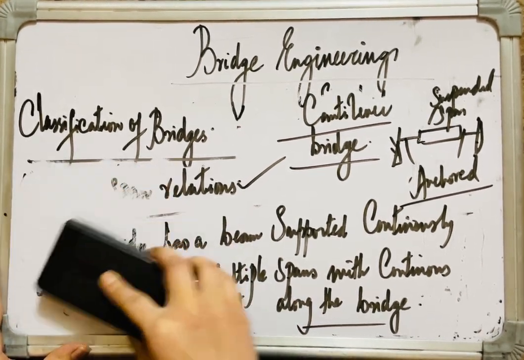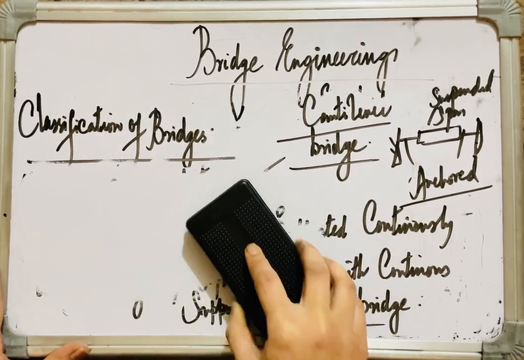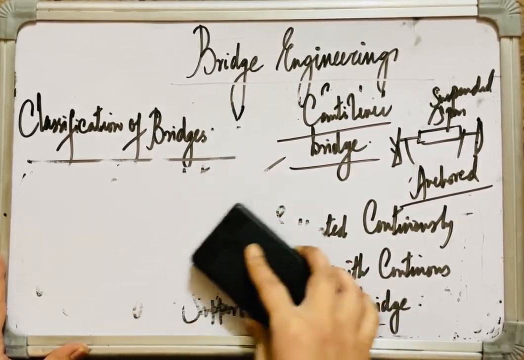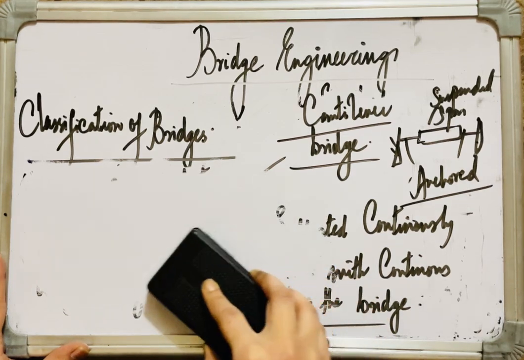Next one is the classification based on the position of the bridge floor related to the superstructure.